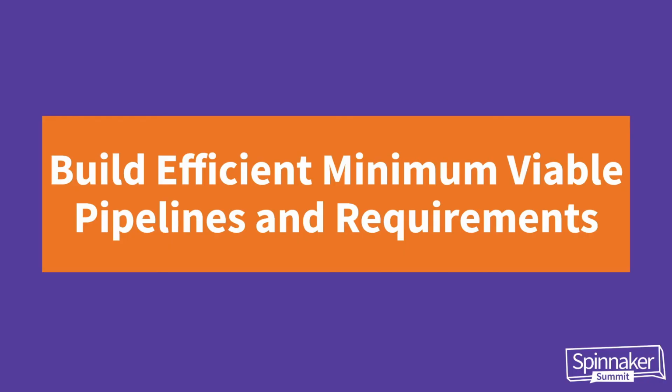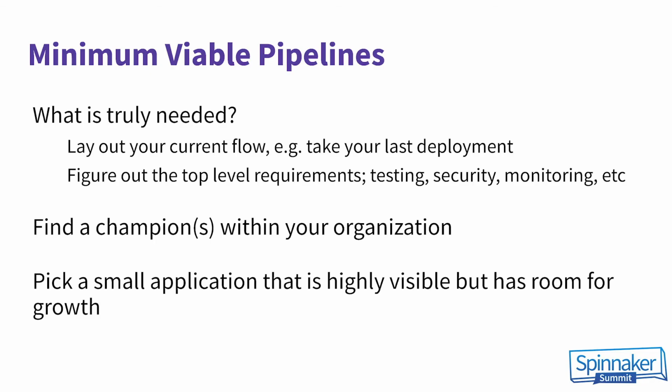So now with this in mind, you can actually build minimum viable pipelines. Lay out what's truly needed. Lay out what your current flow is. For example, take your last deployment, right? And figure out those top level requirements. Every deployment, we need testing. Every deployment, we need security. Every deployment, we need some level of monitoring.